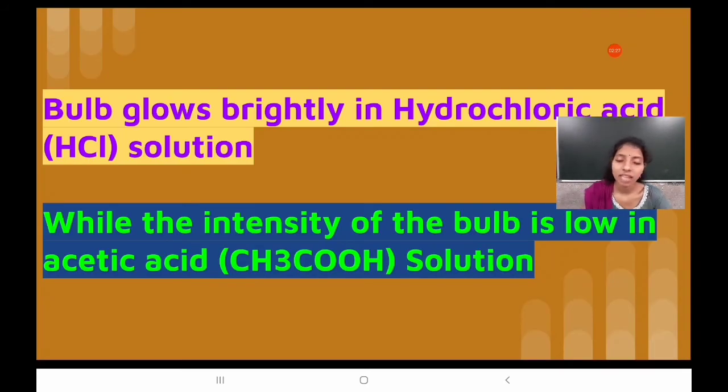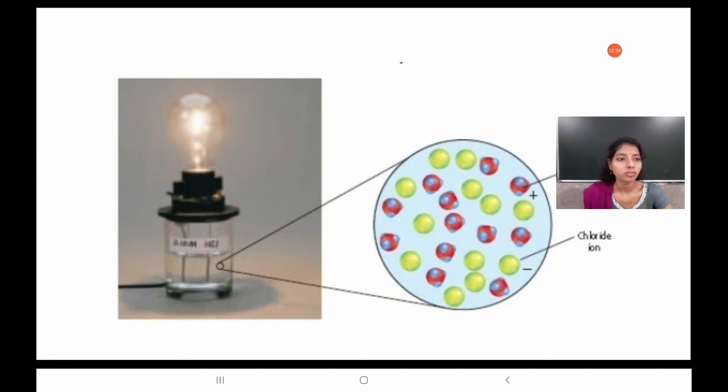So we can see that the bulb glows brightly in hydrochloric acid solution. That means the flowing of electrons is more in HCl solution, while the intensity of the bulb is low in acetic acid solution. So that means the movement of ions is less there. So here you can observe this. In HCl solution we observe the glowing of bulb.